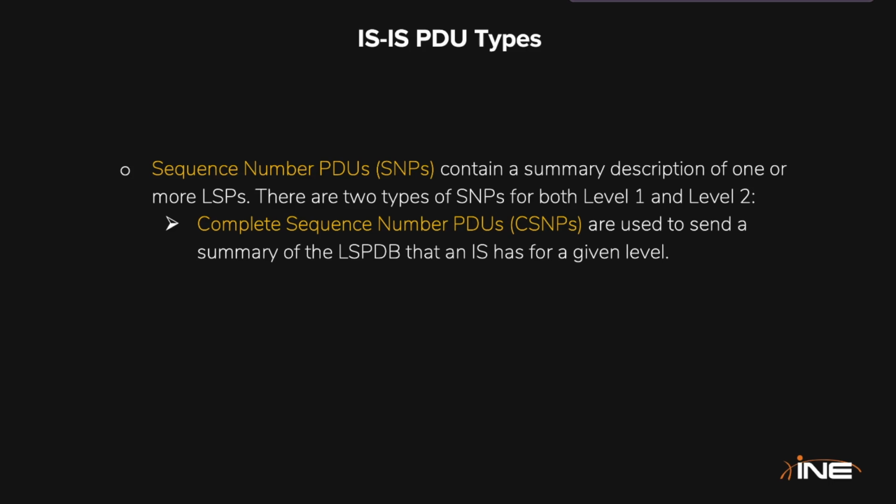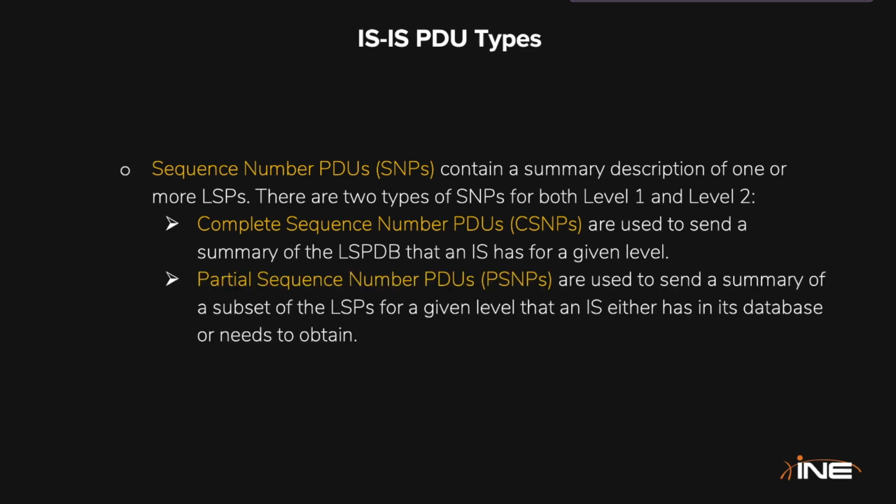So think of this like your link state database in OSPF, where everybody maintains the exact same copy. So everybody has the complete information. Here it is something similar, where a complete sequence number PDU is sent, which basically gives everyone information about the entire summary of all the routes that you should be having.